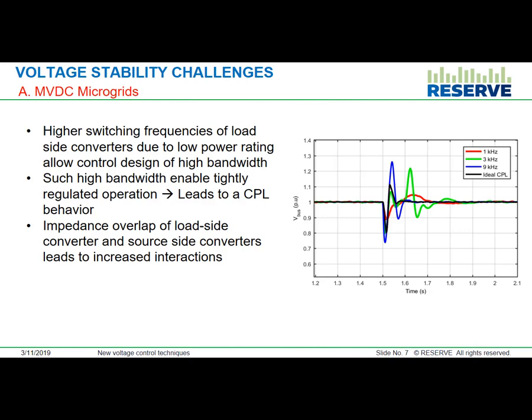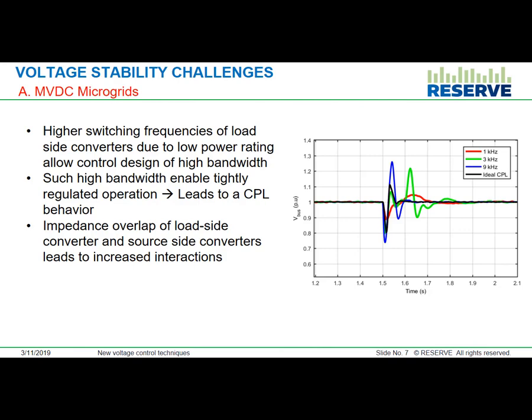Here you can see that when I use an ideal CPL model, the ideal constant power load model, as shown in black here, you don't see much of an overshoot or undershoot. On the other hand, when you have converters operating at 1 kilohertz or higher switching frequencies than the source side converters, you see much higher interactions. There is a back and forth interaction among the converters, and this is due to the fact that the converters can be seen as impedances, and when impedances overlap, you have interactions.